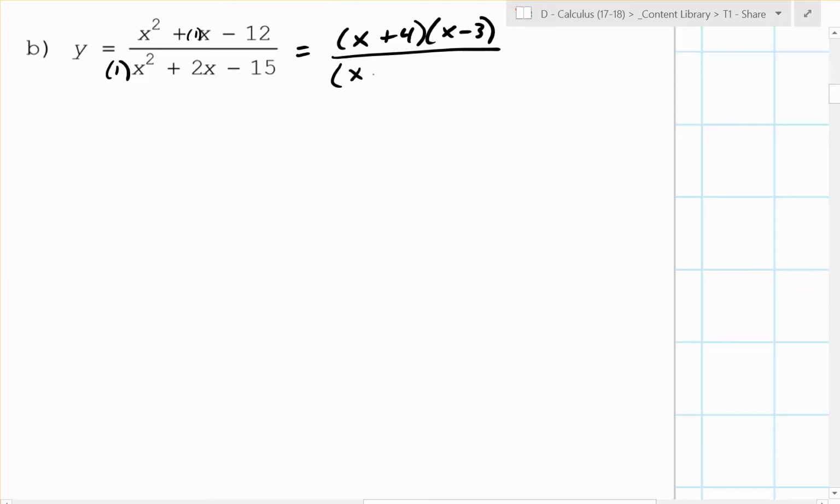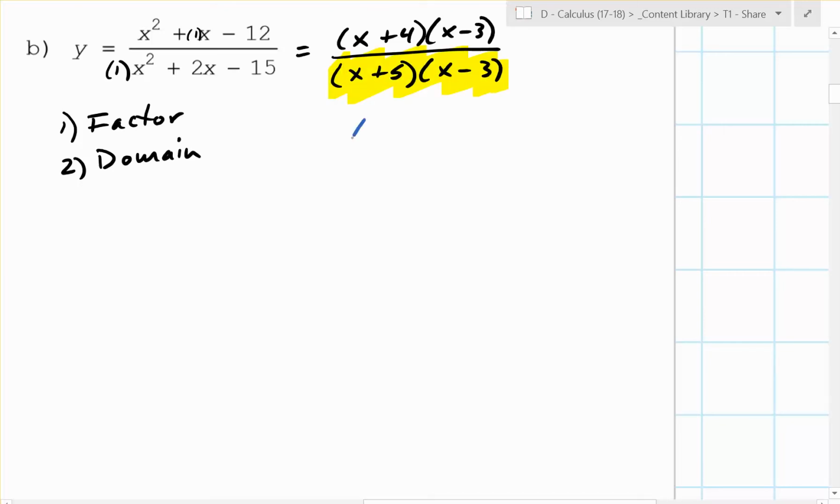Let's try x minus... x plus 5, x minus 3. That does work. So that was the first thing, factor. Do you remember the second? That's going to be to find the domain. Find the domain before you cancel. What can't you plug in? Look at the denominator. x can't be negative 5 or x can't be 3.